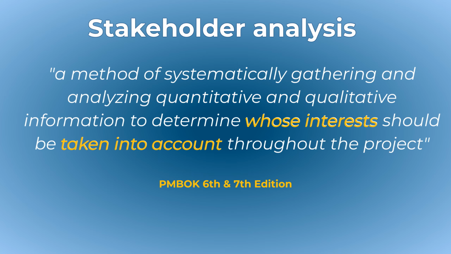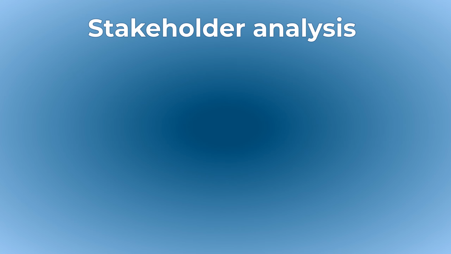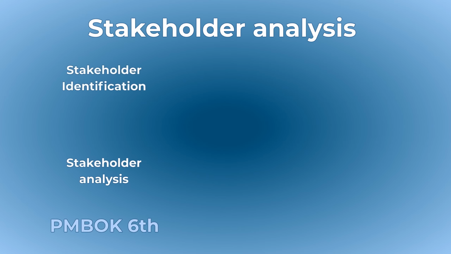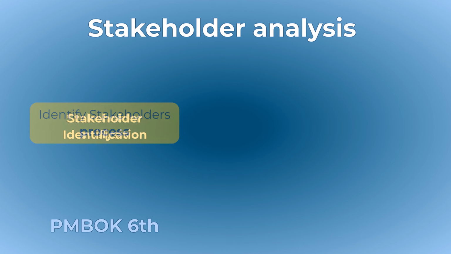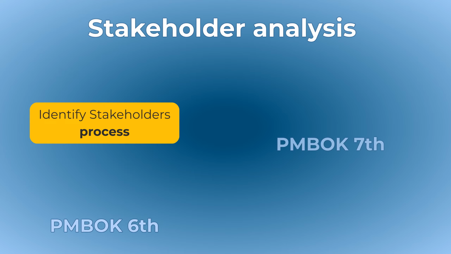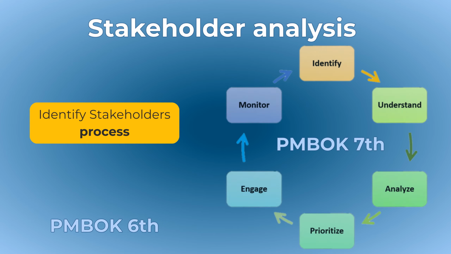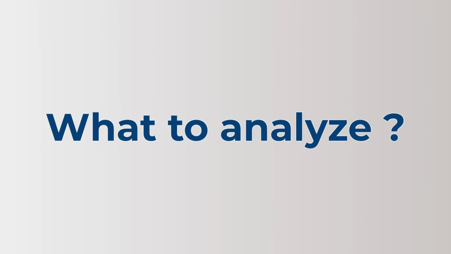I'd just like to draw your attention that in PMBOK 6th edition, identifying and analyzing stakeholders are both part of one process, which is identify stakeholders. It is the first process in the project stakeholder management area of knowledge. In PMBOK 7th edition, however, it is a separate step in the stakeholder performance domain. So don't get confused. Now let's see, what are the aspects we need to analyze in stakeholders?